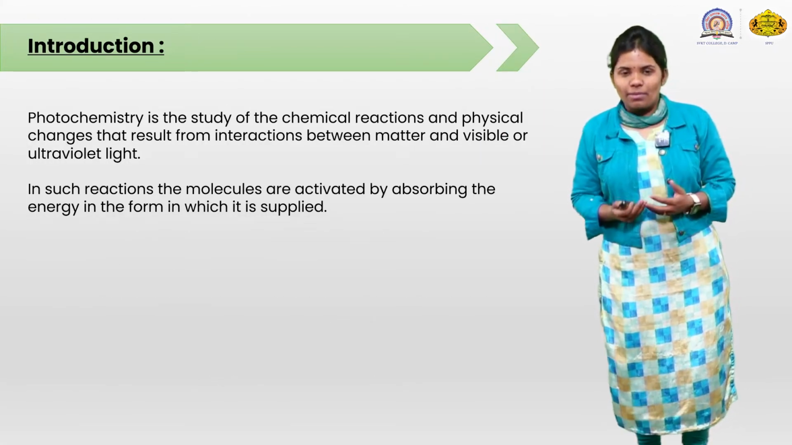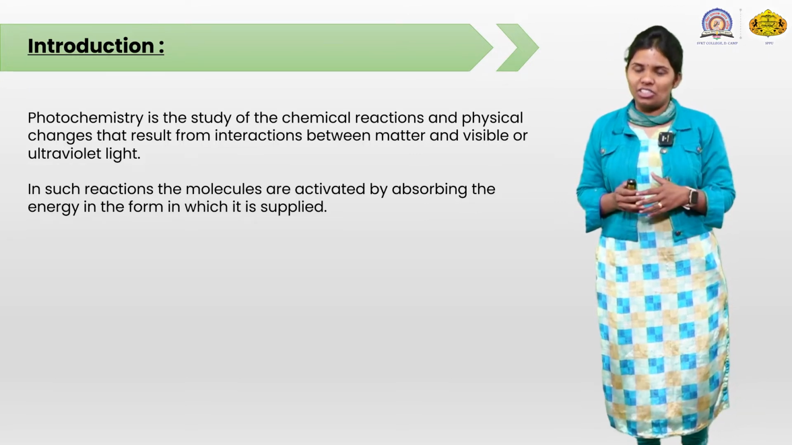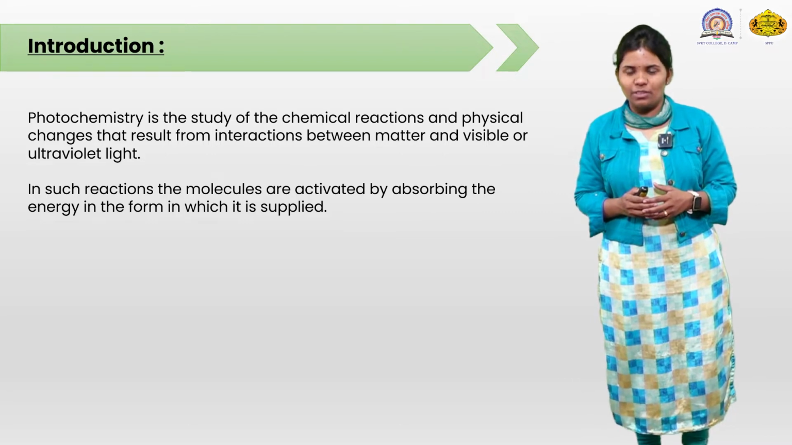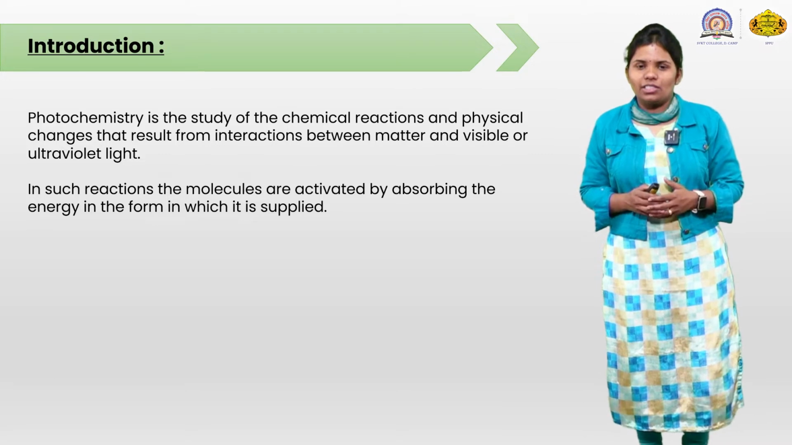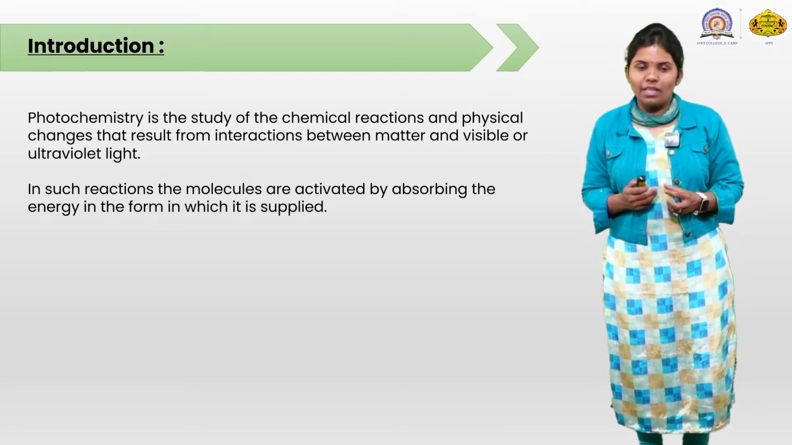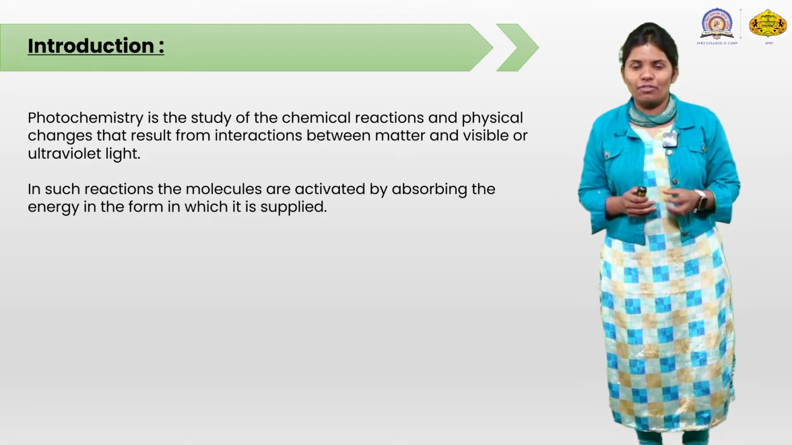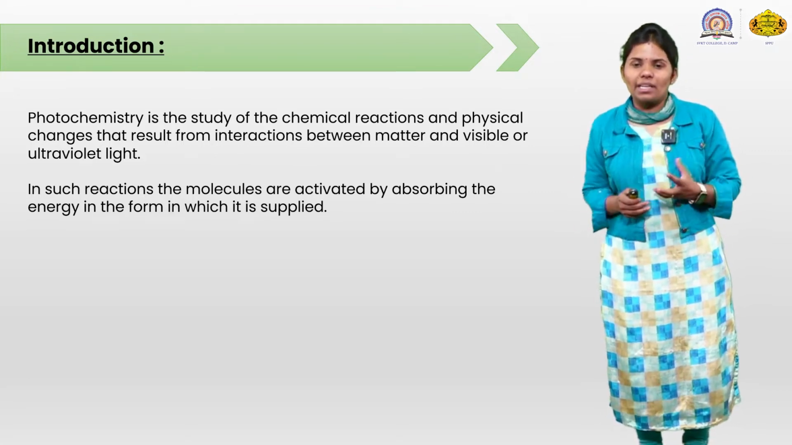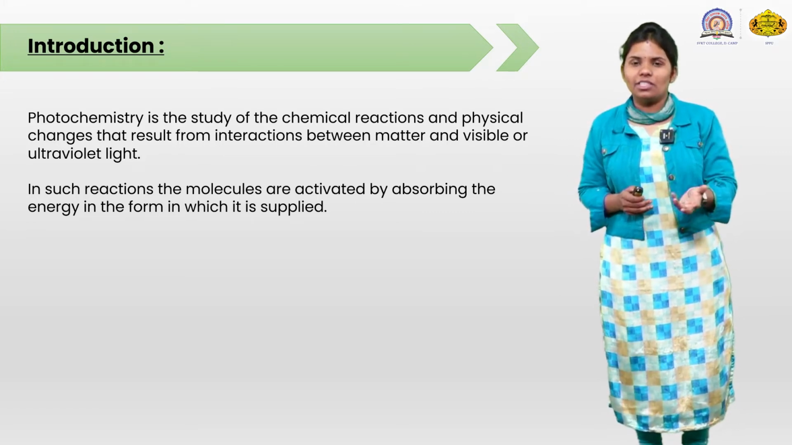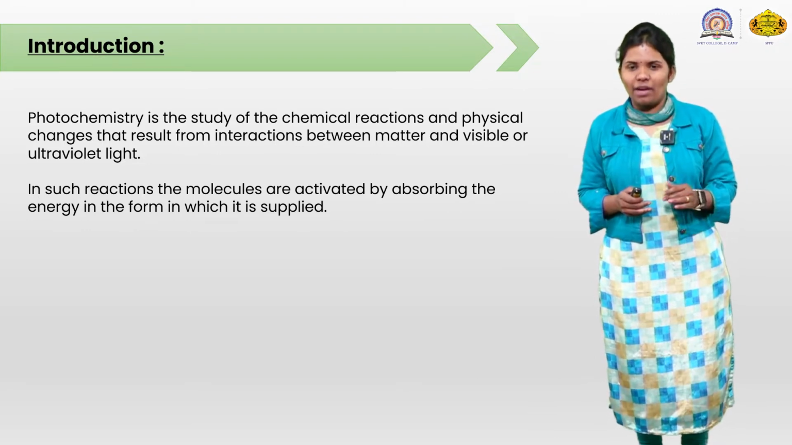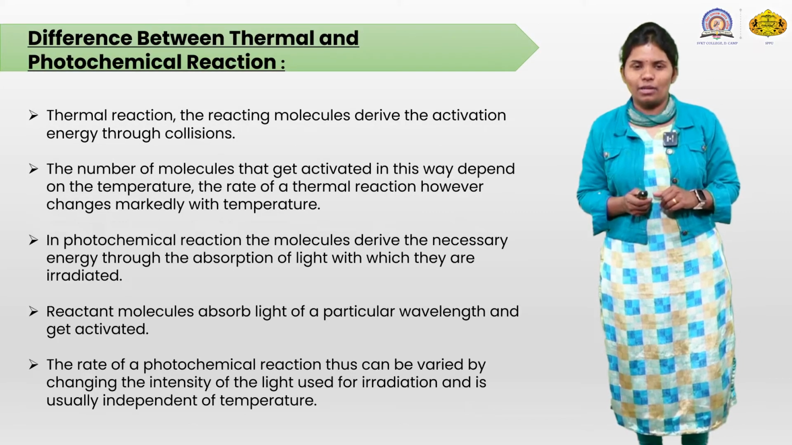So, what is photochemistry? Photochemistry is the study of chemical reactions and physical changes that result from the interaction between matter and visible or ultraviolet light. In that reaction, the molecules are activated by absorbing energy in the form in which it is supplied. So basically, photochemistry deals with matter absorbing a particular light, maybe visible or ultraviolet, and the changes according to that in their chemical and physical behavior. This is all about the definition of photochemistry.